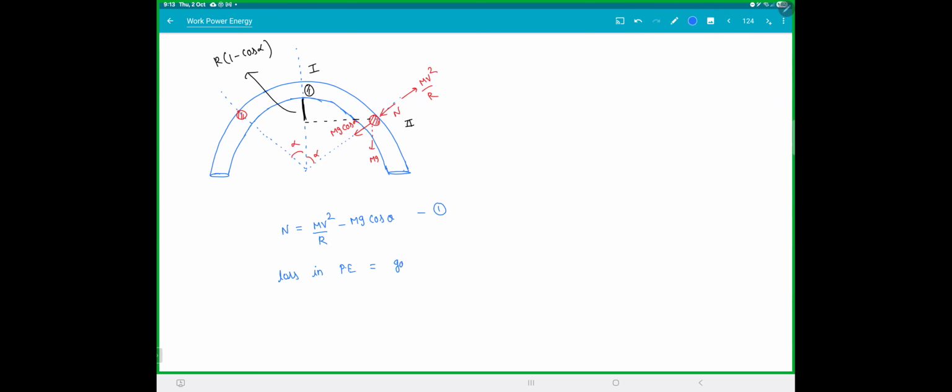Loss in potential energy is equal to gain in kinetic energy. That would be mgr into 1 minus cos alpha is equal to half mv square. So take mv square from here and put it in equation 2. You end up with N is equal to 2 mgr into 1 minus cos alpha minus mg cos alpha. So we get the normal reaction. This r won't be there.